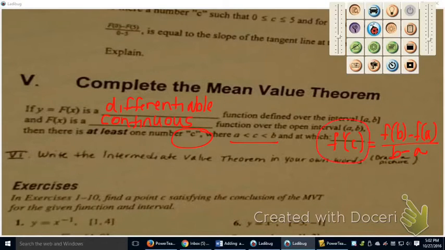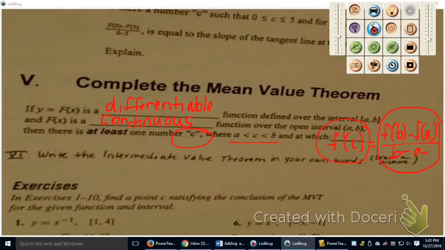So this stands for the derivative at c, the slope of the tangent line. This stands for the slope of the secant line, just the slope between the 2 points. Number 4 says write the intermediate value theorem. I didn't talk about the intermediate value theorem, but sometimes they talk about it.